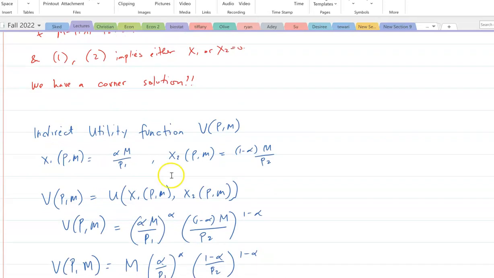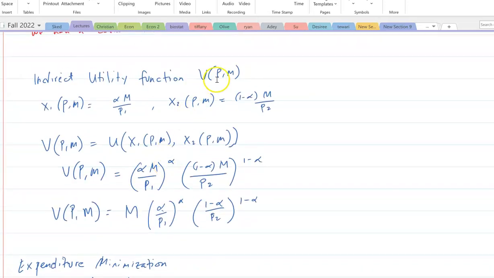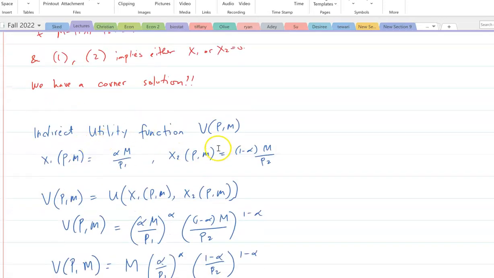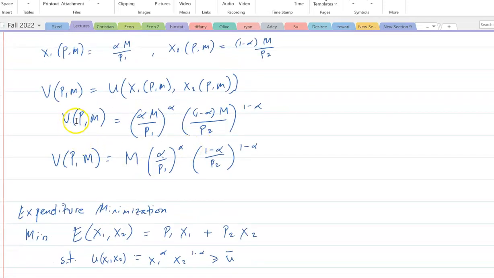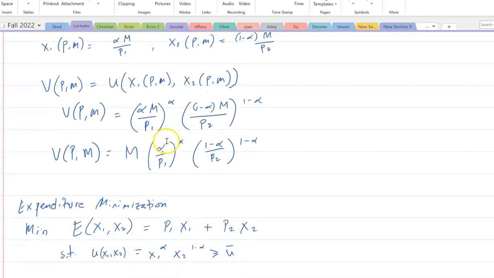Now, let's go to the indirect utility function. If you get the Marshallian demand functions, x1 and x2 as a function of price and income, and you plug them back into the utility function, you will have a utility which is a function of prices and income. So v is a function of p and m. This is what you call the indirect utility function.